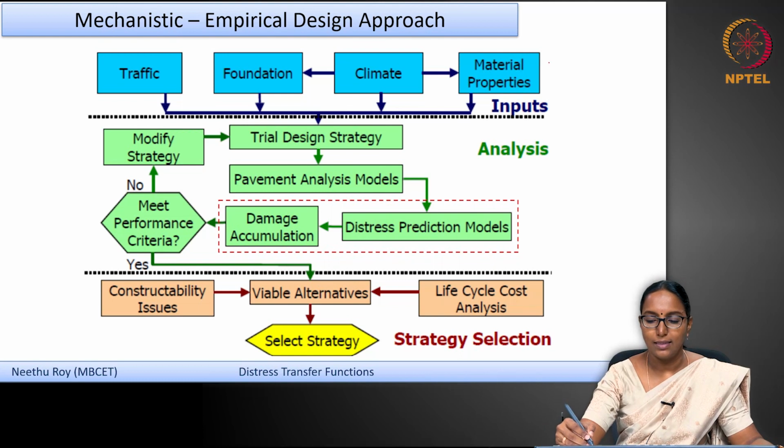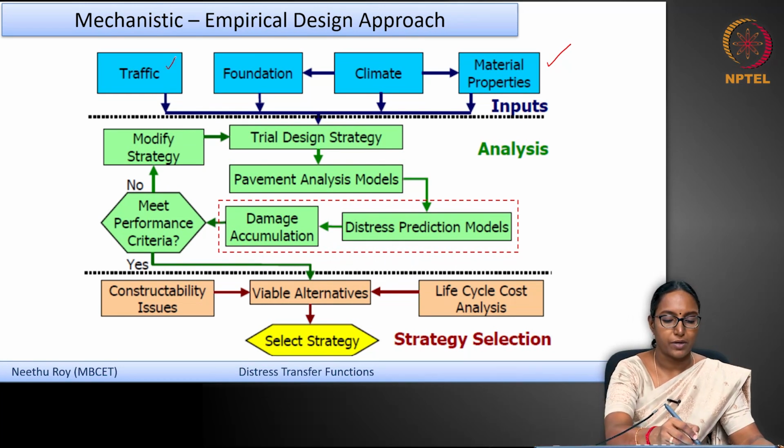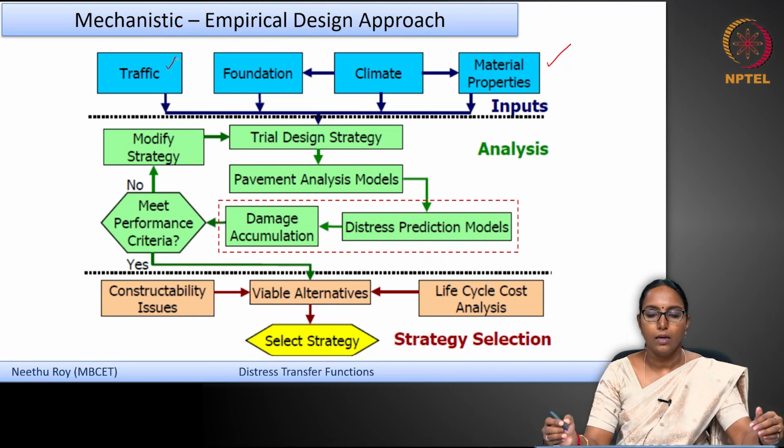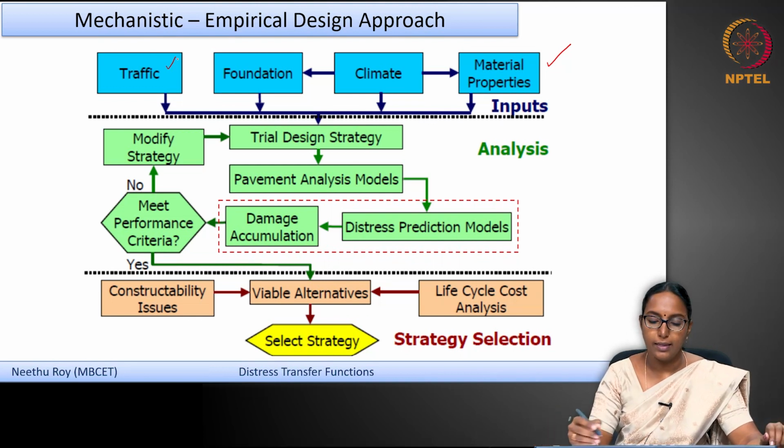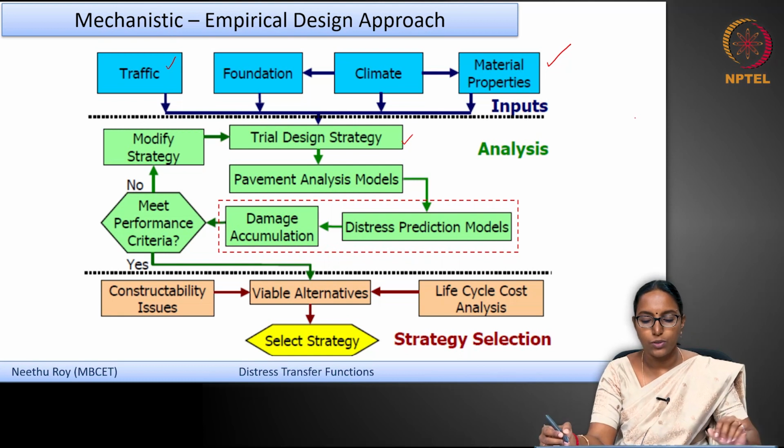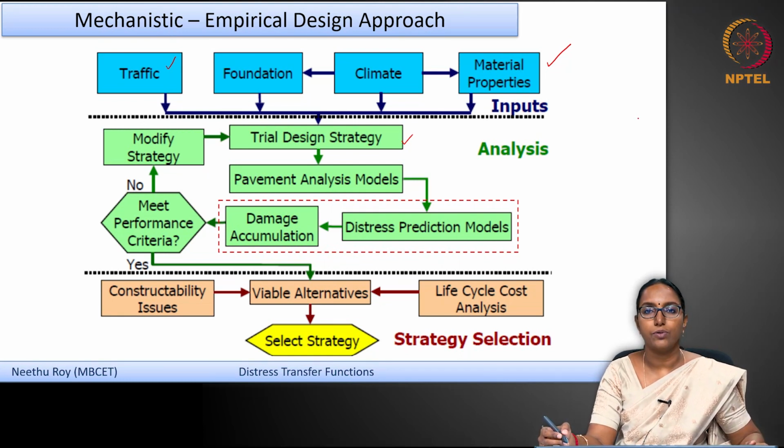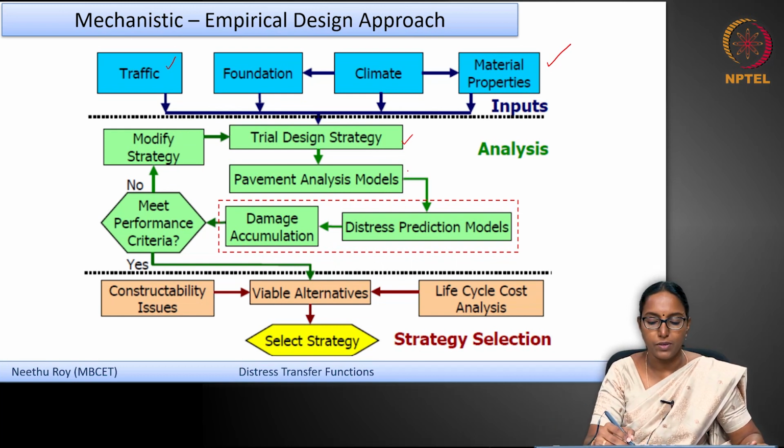We have already seen that the inputs for the pavement design are, first, the material properties, then the climatic conditions, the foundation or the subgrade, and the loading, which is the traffic. All these inputs go into a trial design strategy, and using mechanistic methods or analysis models, you analyze the pavement structure to determine the critical stresses and strains that occur at different critical locations of the pavement structure.